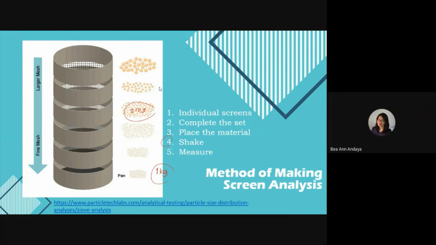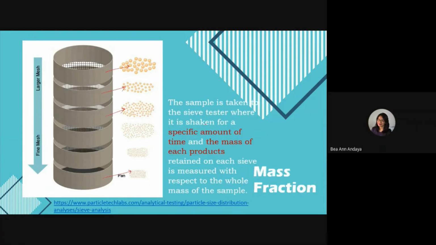Okay, so ganun lang naman. Yun kasi yung goal eh. Ilang percent ito ng total. And even this one, how much of our total materials will be retained in this one. So ganun lang. I-measure natin yung mga mass. And that is, of course, with respect to the whole sample.